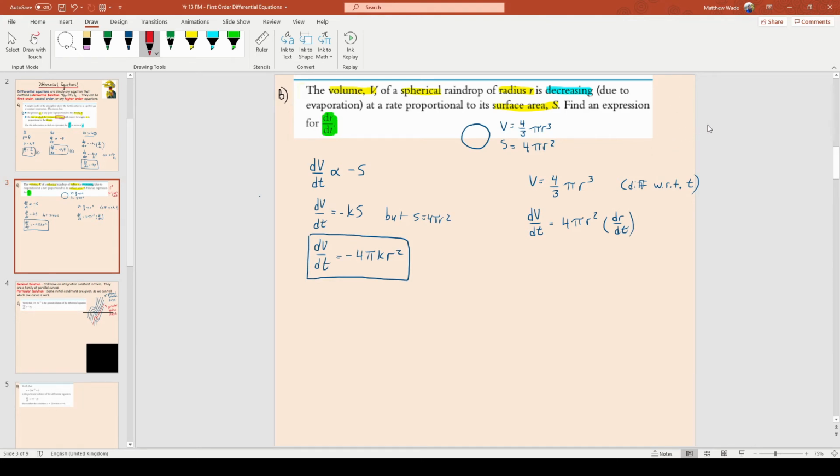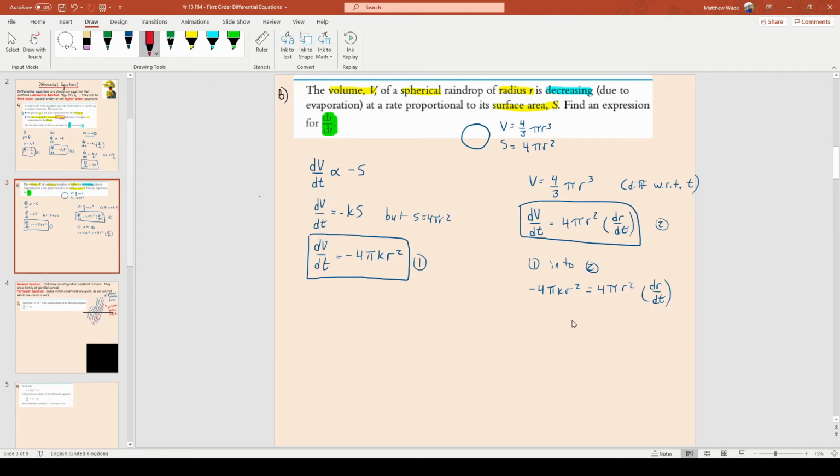Cool. So that's what we've got. And now look, that's wicked because dr dt is in our equation now. So beautiful. Well, what are you going to do now? Well, the same as last time. You're going to whack them together. Cool. We're going to go 1 into 2. Because when you do that, you're going to get minus 4 pi k r squared is going to equal 4 pi r squared dr dt, which is what we want the subject to be.